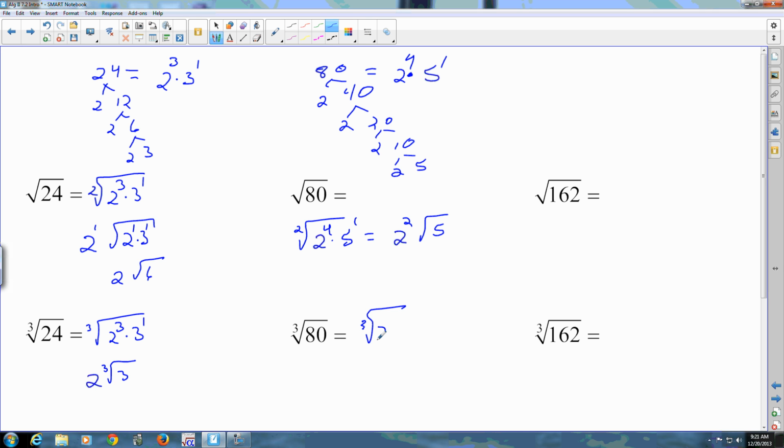The cube root of 2 to the 4th times 5 to the 1st. 3 goes into 4 once with 1. I don't know why I wrote a 3. I apologize, you guys. That's just screwing you up. Let me erase that and say it again. 3 goes into 4 once with 1 left over. 3 can't go into the 1, so it stays put. So that would be 2 cube roots of 10.